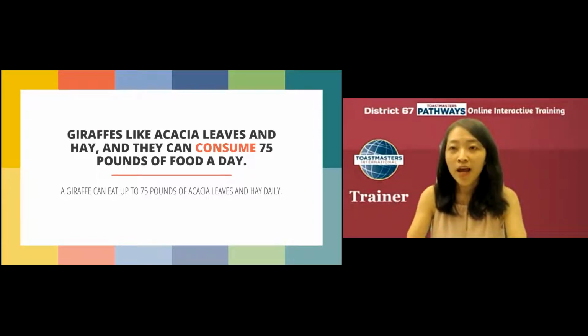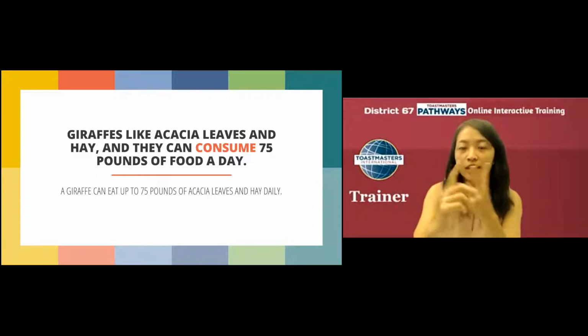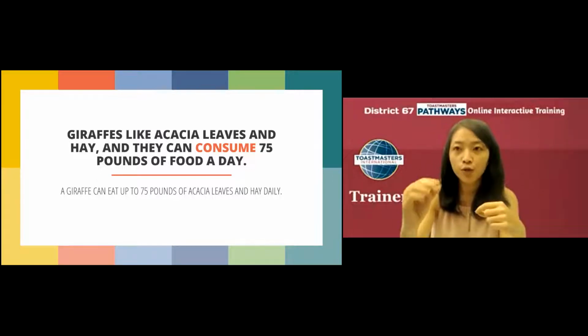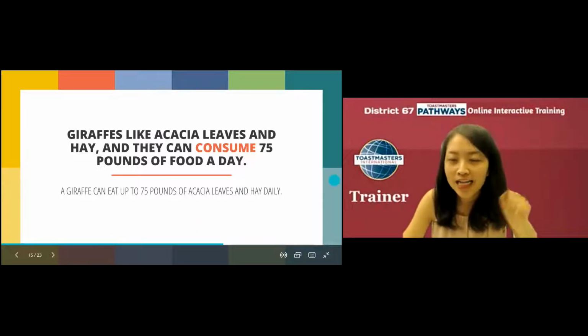So this way, first, we read it and understand it, and second, we reword the word consume, and also we put giraffe into a singular form, and then we rephrase. We swap out the order of the sentence, and then last, we recheck that the meaning is the same as the original.